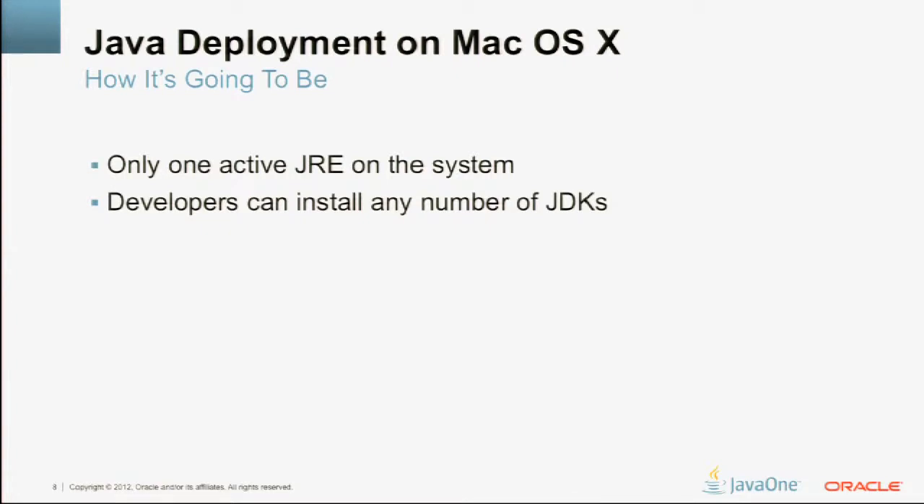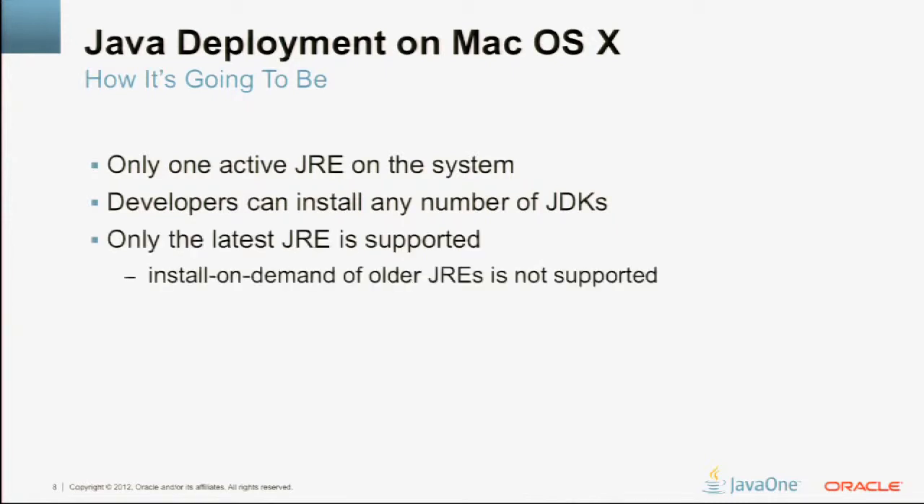That's mostly true now. I mean, you can install just about any 6U update of the JDK. They can all coexist on your system. But that's something we're always going to support now in 7. Not only is there only one active JRE, but of course only the latest is going to be supported. We are not supporting install on demand right now.